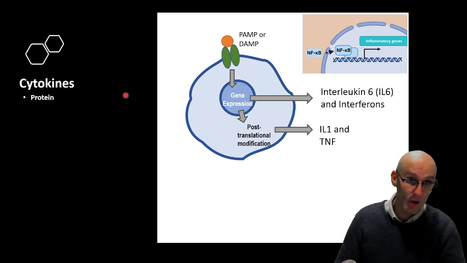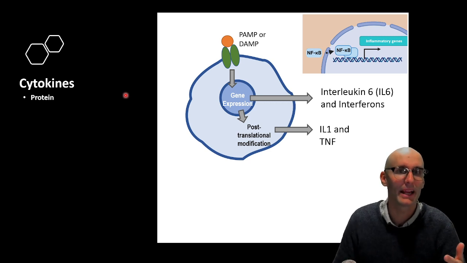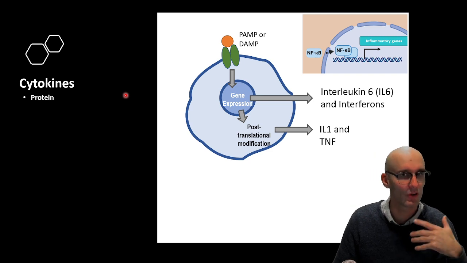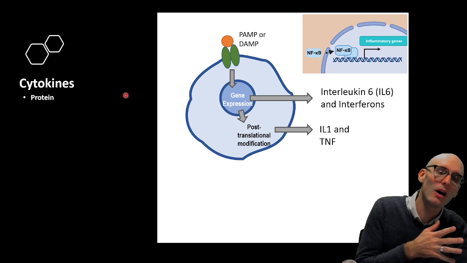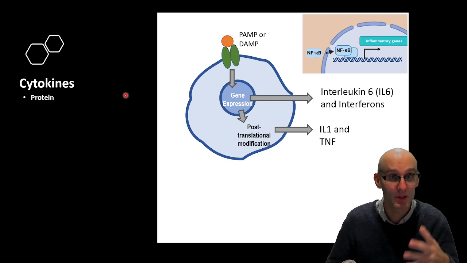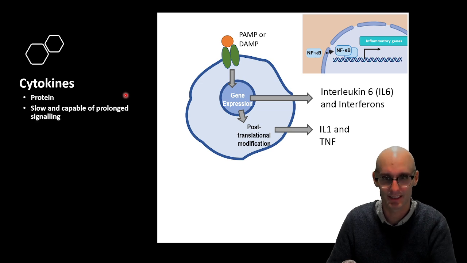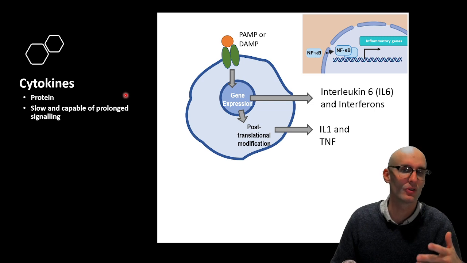So they are proteins, which means typically they're water soluble, which typically means that they travel around the blood, but they can sometimes struggle to cross barriers. So they're not like prostaglandins, which are lipophilic. They're more hydrophilic, so they spend a lot of time in the blood or in the fluid compartment. That means that they can signal long distances. So they are also slow and capable of prolonged signaling.